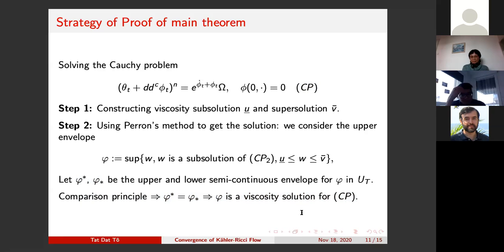So that is the main strategy for showing that there exists a viscosity solution for the Cauchy problem. The first step is construction of subsolution and supersolution. The second step is using a Perron method to find the solution using the envelope. Okay, so this is a strategy.